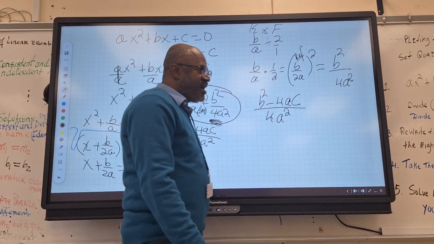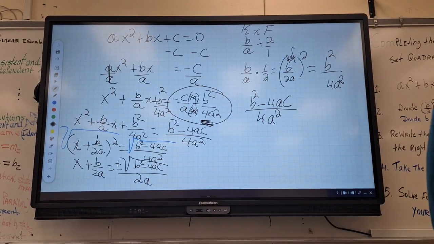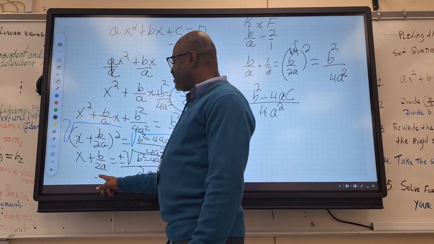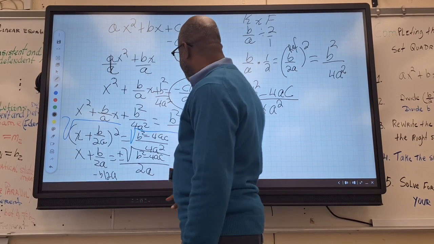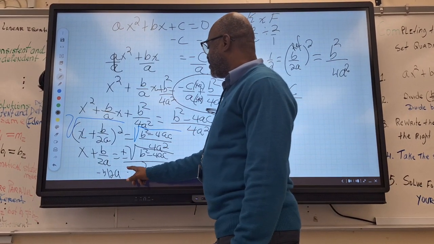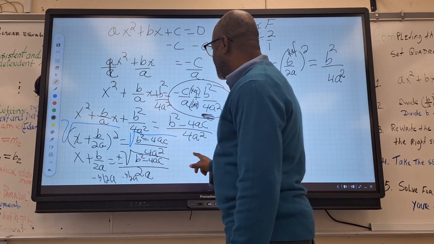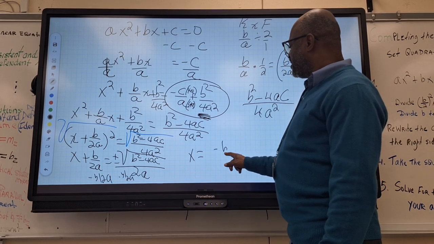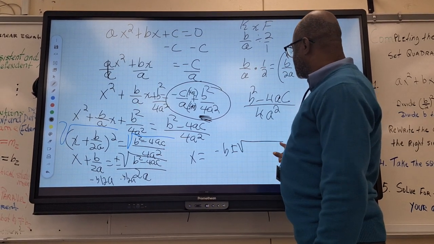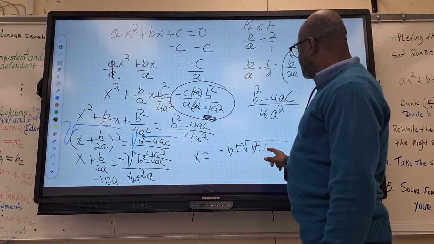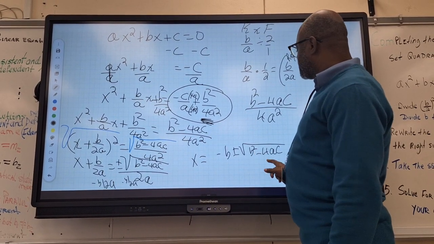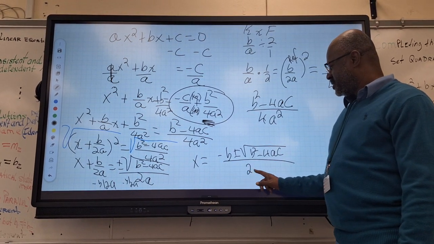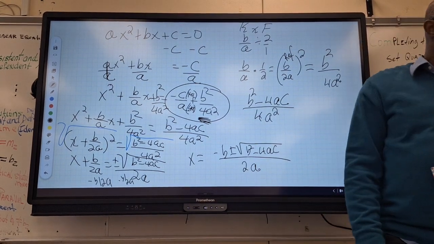Now you need to solve for x. You need to get x by itself. What will be your final step? You subtract B over 2A from each side. And you do the same thing also, minus B over 2A. And you will have x equal, right? Minus B plus or minus root of B squared minus 4AC, your common denominator is 2A. That will be your final product.